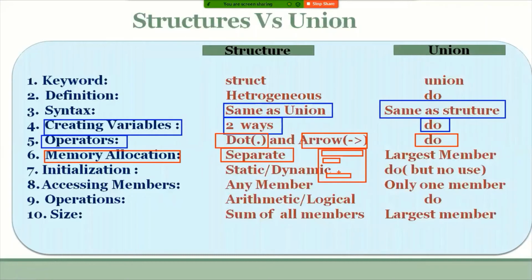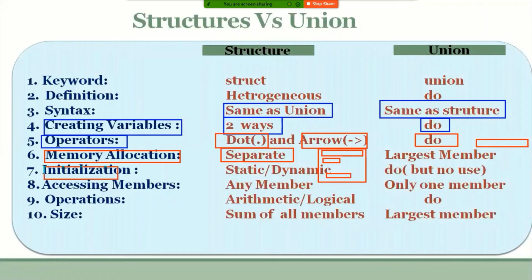But in the case of unions, only the largest member, that is 10 bytes, the character type array, 10 bytes will be allocated. All remaining members will share the same memory location. That is about memory allocation.